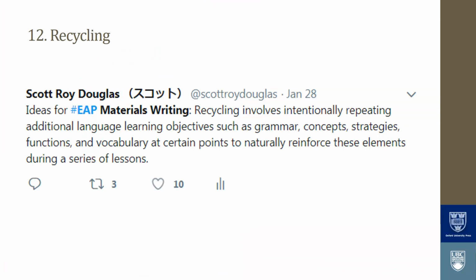Recycling is connected to spiraling. If you teach students vocabulary just once, they're probably not going to get it. So the idea is that you need to intentionally repeat language learning objectives such as vocabulary or grammar or different kinds of functional language that you're teaching at certain points, because you want to naturally reinforce these elements during a series of lessons or across different units that you're putting together during the semester.